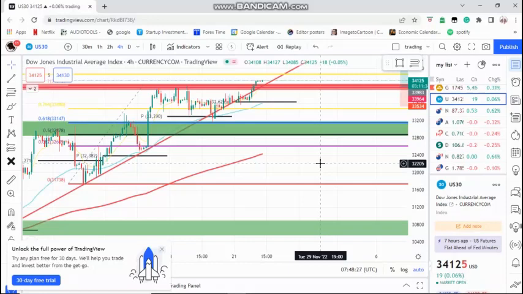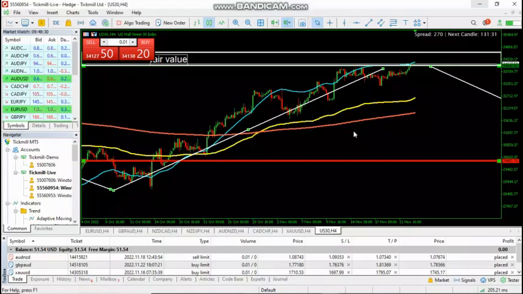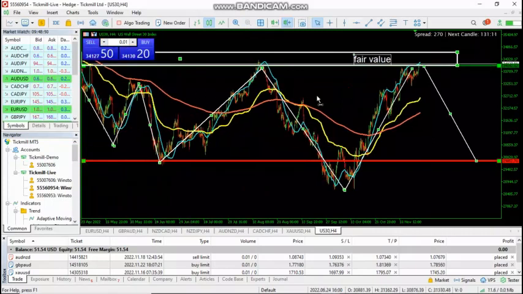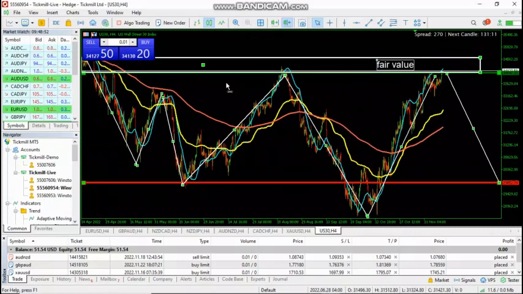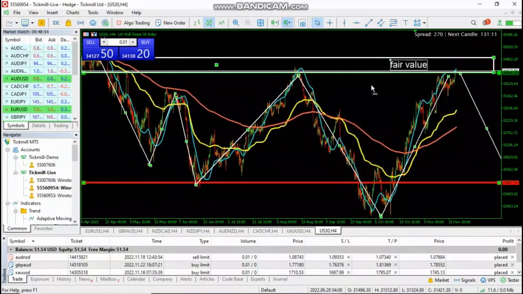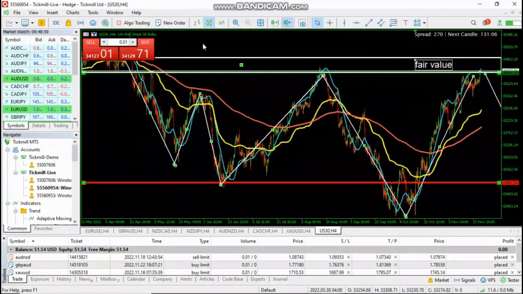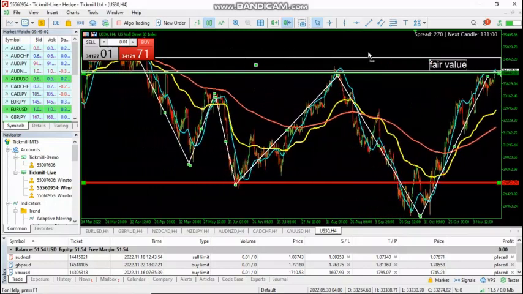So let's start. I'm going to switch over to the US 30, the Dow Jones. How I start off is I'm on the 4-hour chart. On the 4-hour chart, I zoom out completely as far as I can. Then once you've zoomed out, you find areas of fair value, areas where you see a lot of times the price action has crossed it, has touched it, has gone to it.